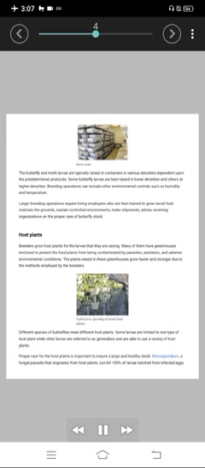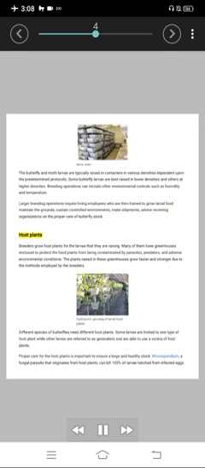Larva room. The butterfly and moth larvae are typically raised in containers in various densities dependent upon the predetermined protocols. Some butterfly larvae are best raised in lower densities and others at higher densities. Breeding operations can include other environmental controls such as humidity and temperature. Larger breeding operations require hiring employees who are then trained to grow larval food, maintain the grounds, sustain controlled environments, make shipments, and advise receiving organizations on the proper care of butterfly stock.